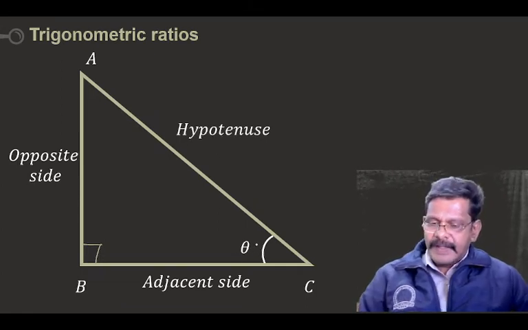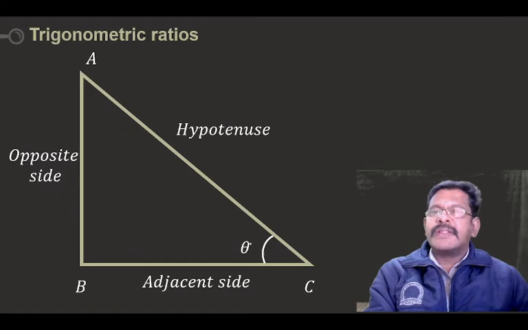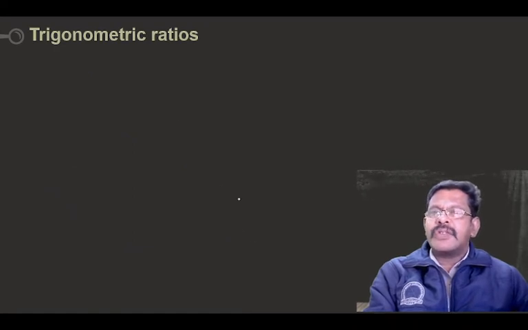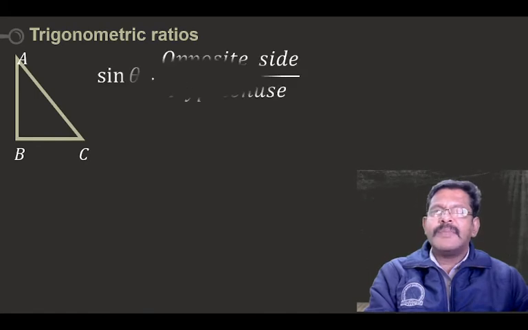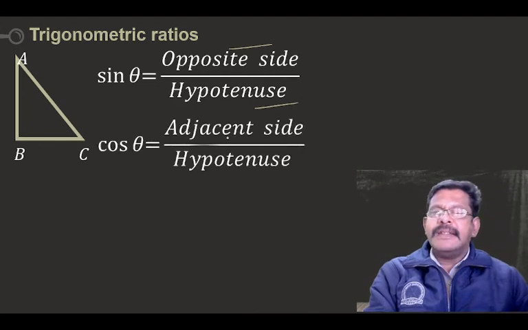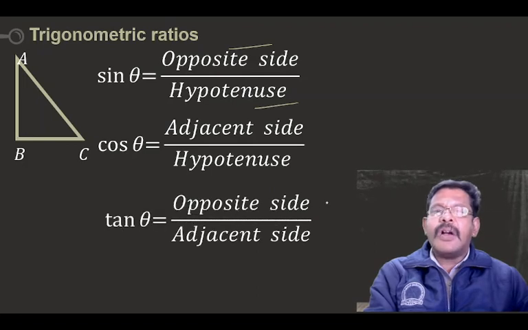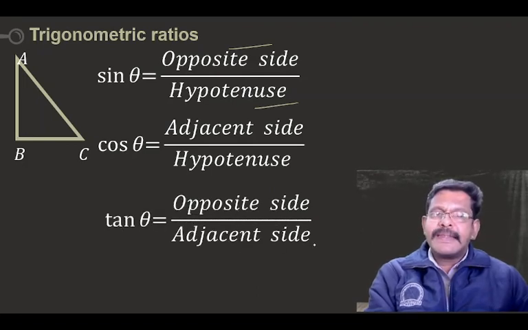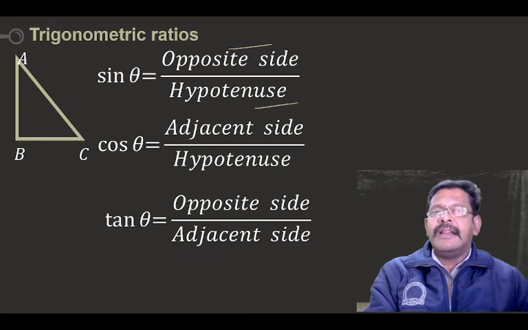So based on this, we will have trigonometric ratios. The important ratios we have to study, take this triangle here: sine theta is opposite side by hypotenuse, cos theta is adjacent side by hypotenuse, and tan theta is opposite side by adjacent side. This is what you have to remember here.